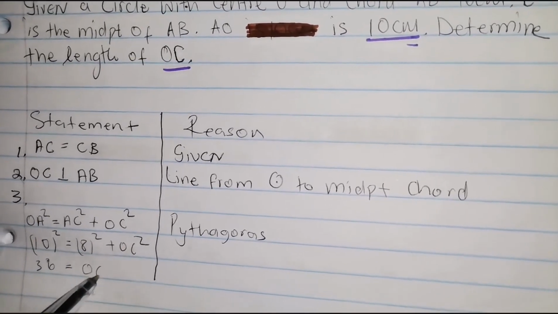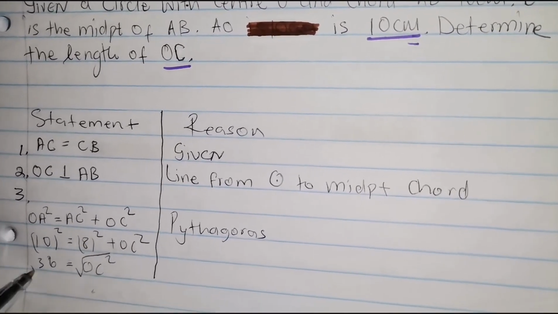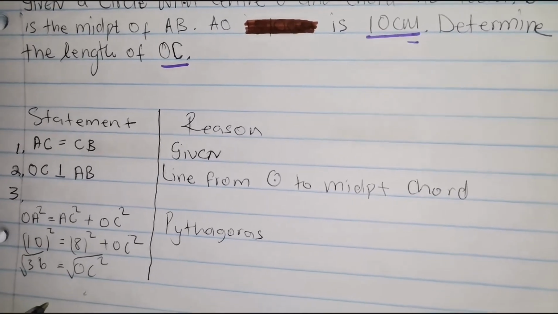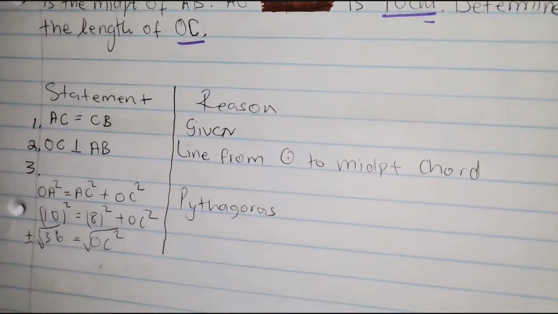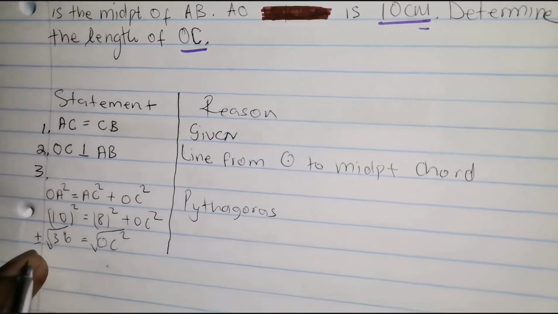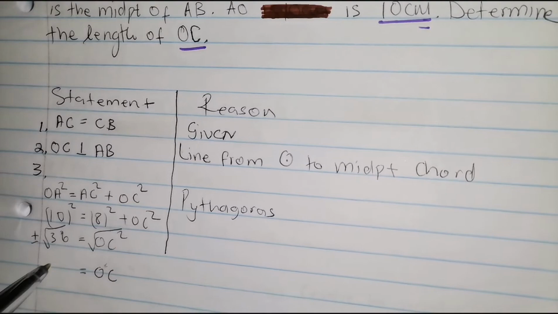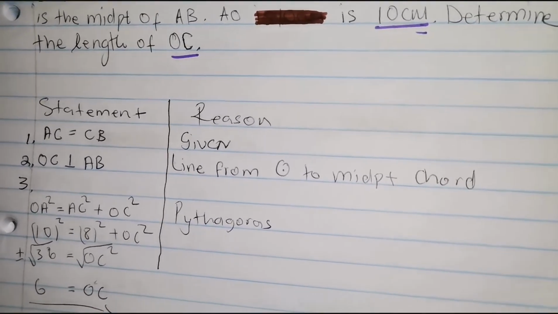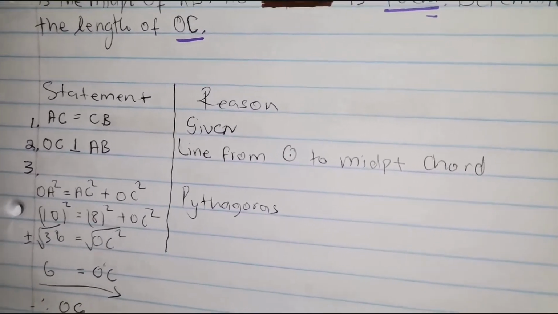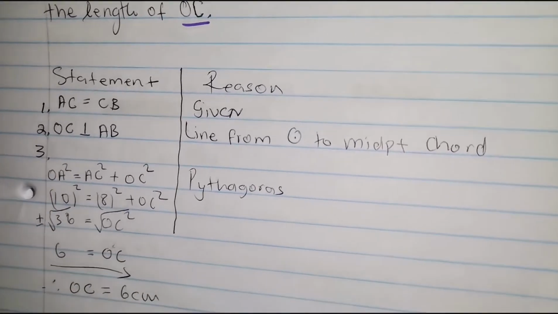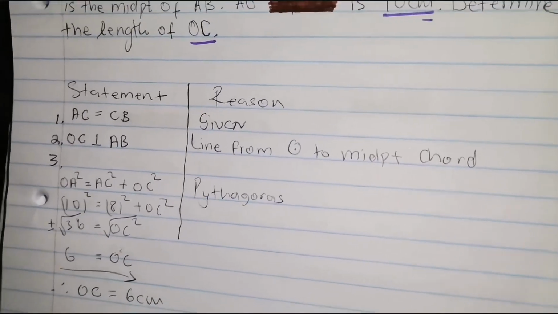I'm left with OC squared, and take the square root on both sides, plus or minus. We don't have a negative length, hence I'm only going to include the positive answer here. Then the length of OC is equal to 6. I hope you understand. Therefore, OC is equal to 6 centimeters. Then you are perfectly done.